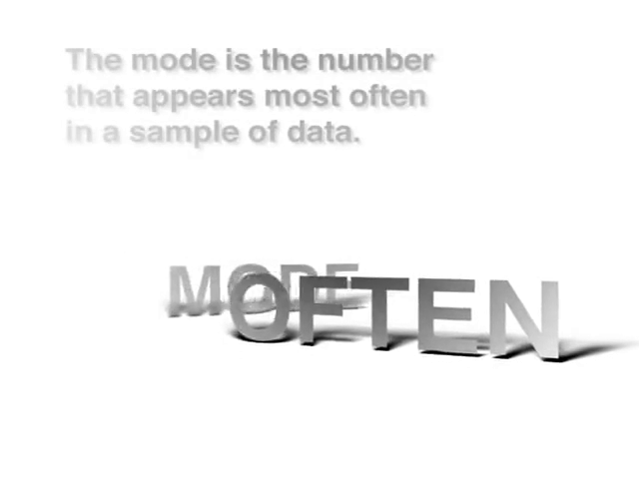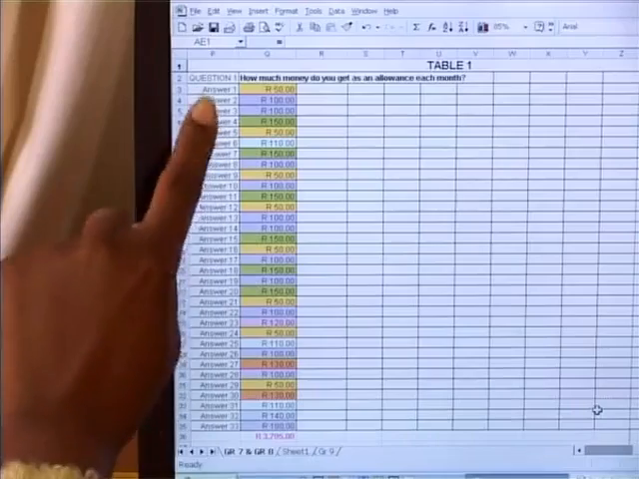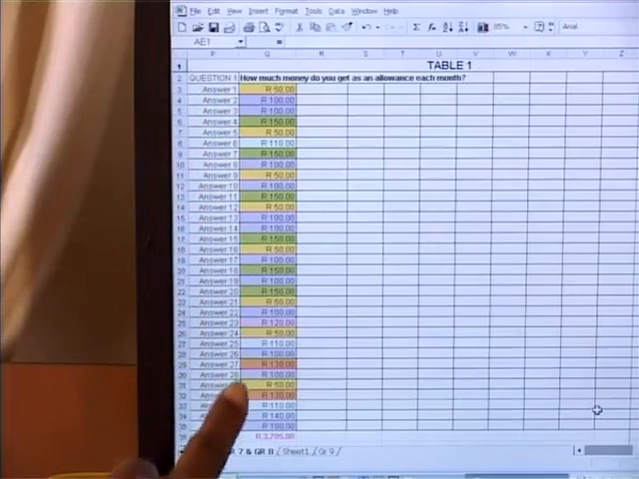The word mode is the only one of these three terms that has an O in it, and the letter O is the first letter of the word often. The mode is the number that appears most often in a sample of data. Have a look at the data on your spreadsheet that you collected from the first question. What number in the list appears the most often?